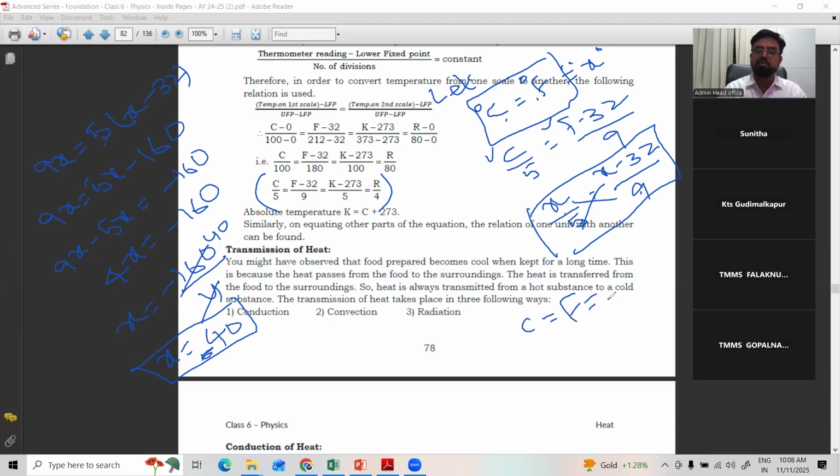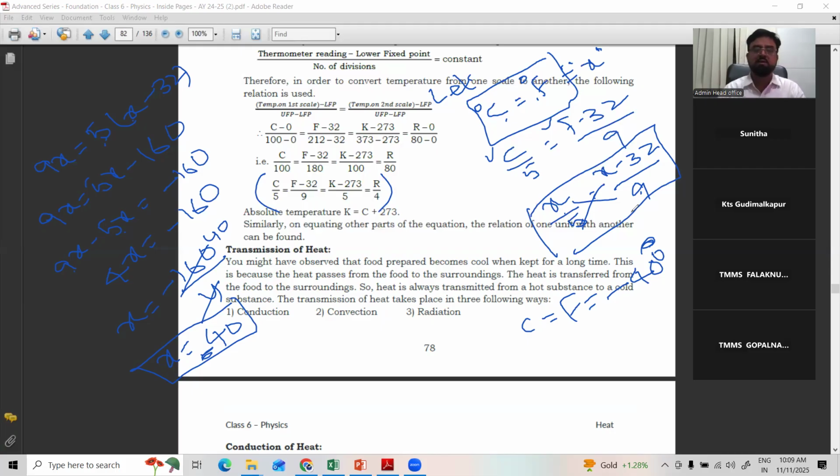Where does it become the same? Minus 40 degrees Celsius or minus 40 degrees. At minus 40 degrees, both Celsius scale and Fahrenheit scale are the same. What we have done, simply, we assumed that the Celsius and Fahrenheit are equal to X because we don't know what it is, where they are the same.